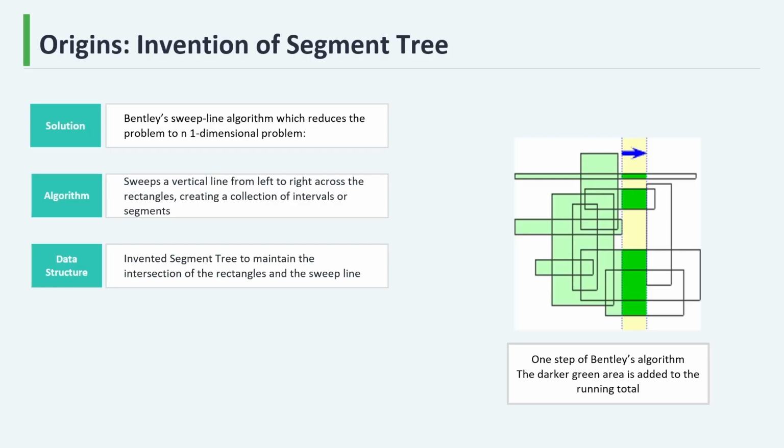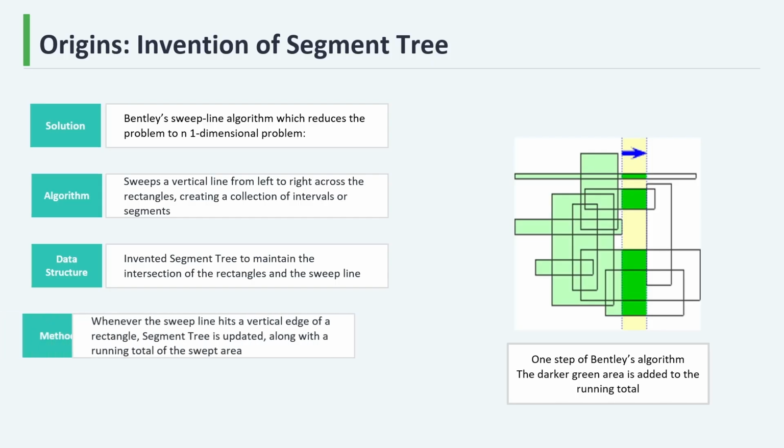So how was the segment tree originally used? Whenever the sweep line hits the vertical edge of a rectangle, the segment tree is updated along with the running total of the swept area. But how did it transition from being used in computational geometry to competitive programming?